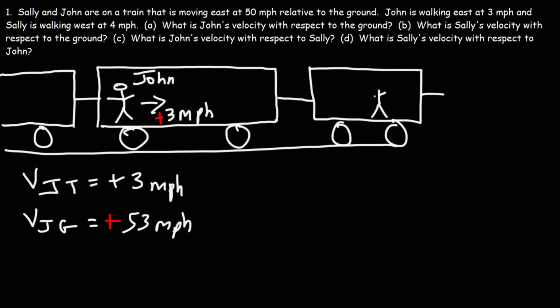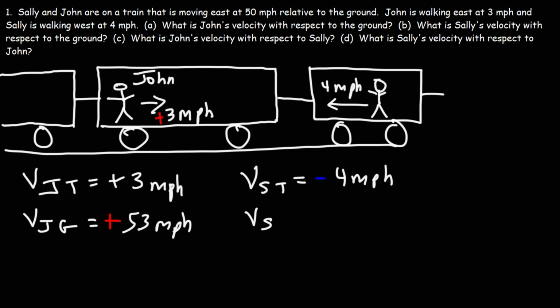So Sally is moving west at 4 miles per hour, and this is while she's on the train. So Sally's velocity with respect to the train is negative 4 miles per hour. It's negative because she's moving to the left. Now, what is her velocity with respect to the ground? Well, we could use the same formula or something similar to it.